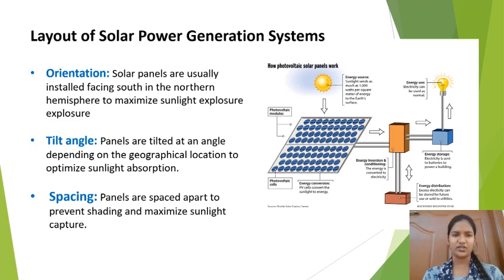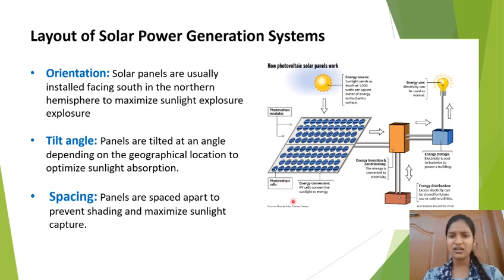First, orientation. Solar panels are usually installed facing south in the northern hemisphere to maximize sunlight exposure. Why are these solar panels tilted? Let us see. Tilt angle. Panels are tilted at an angle depending on the geographical location to optimize sunlight absorption. Spacing. Panels are spaced apart to prevent shading and maximize sunlight capture. Here you can see the diagram about the layout of a solar power generation system.